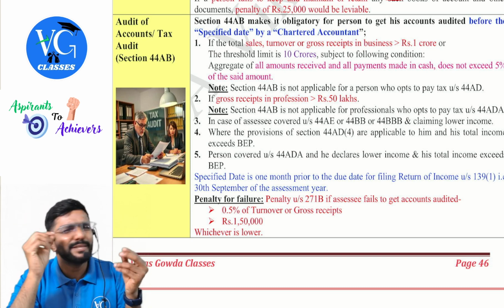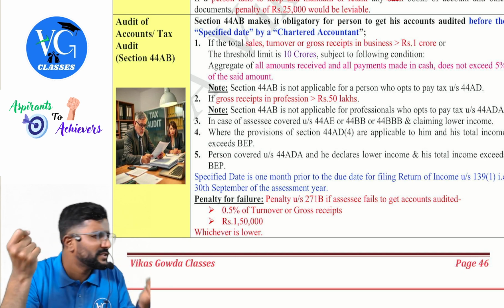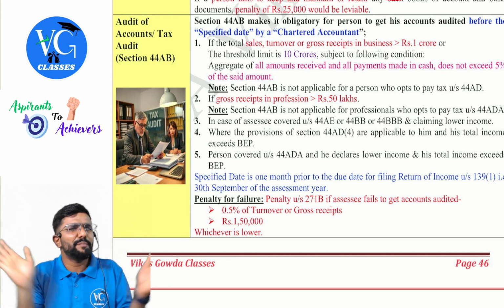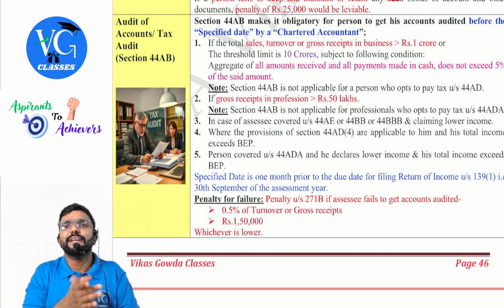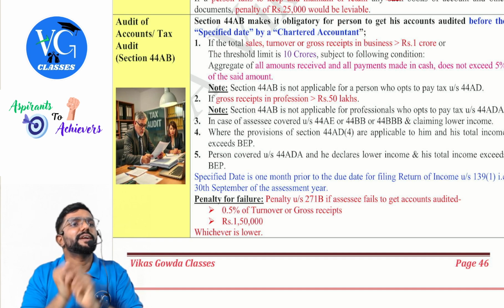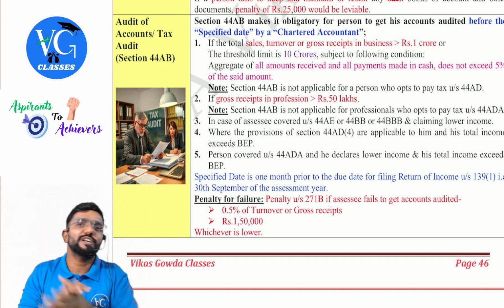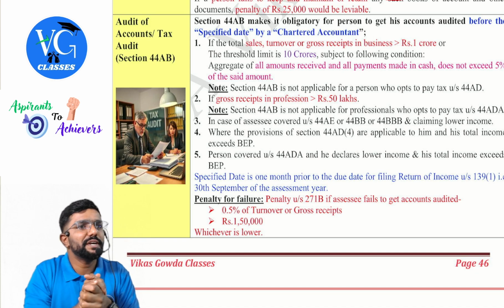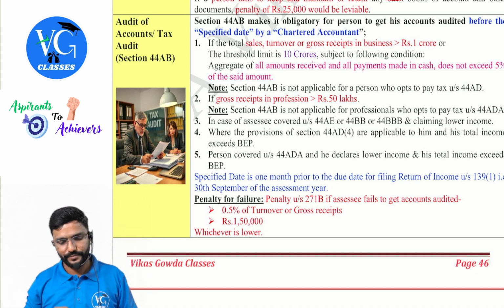No, sir, my cash receipts are very minimum. Cash payments are also very minimum, less than 5% of my total. Then what is the turnover applicable for me? 10 crore. Assume my actual turnover is 7 crore, 6 crore. Is audit applicable for me? No.